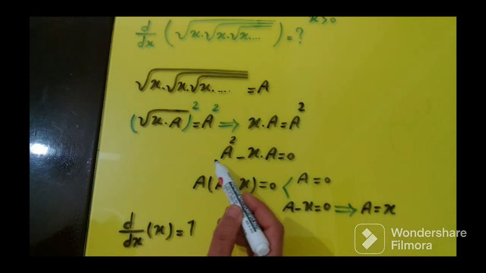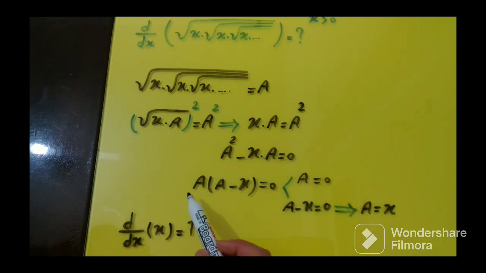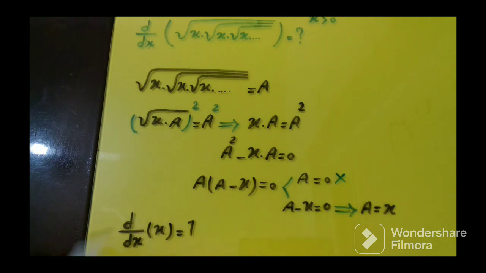So I write this term again. We can solve this equation by factoring. So it's a times a minus x equals 0. So a is 0 or a minus x is 0. a can't be 0 because x is positive. So a minus x is 0. In the end, a equals x. As a equals x, the derivative of x is 1.